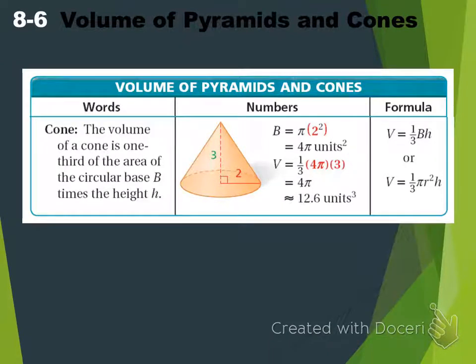So to find the volume of a cone, the volume of the cone is going to be 1/3 of the area of the base, which is the circle, times the height. So in other words, that would be V equals 1/3 pi r squared h, where you square the radius. Remember, radius is half of a circle, half the diameter.